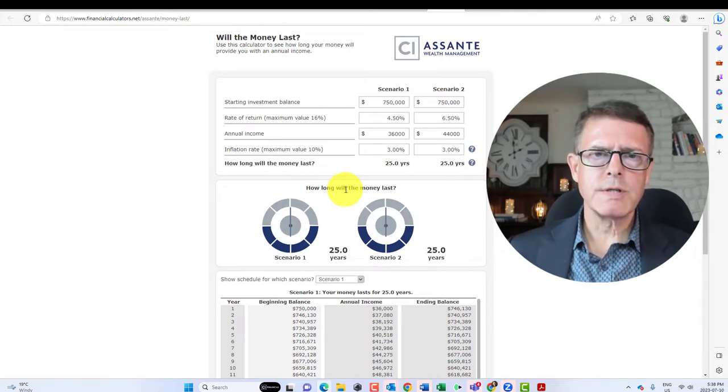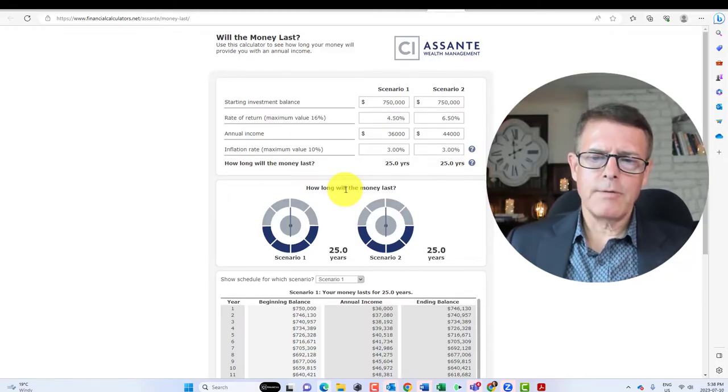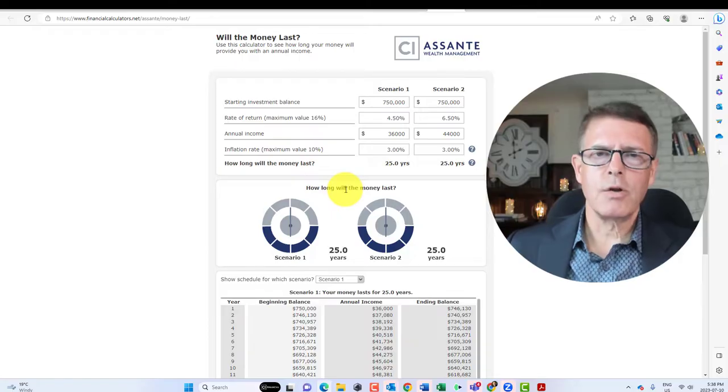The next one I want to take a look at is an annuity. So what if we just said, to heck with investing, I just want to take my capital and give it to an insurance company, and they'll pay me an income for the rest of my life no matter how long I live. So let's take a look at that example.